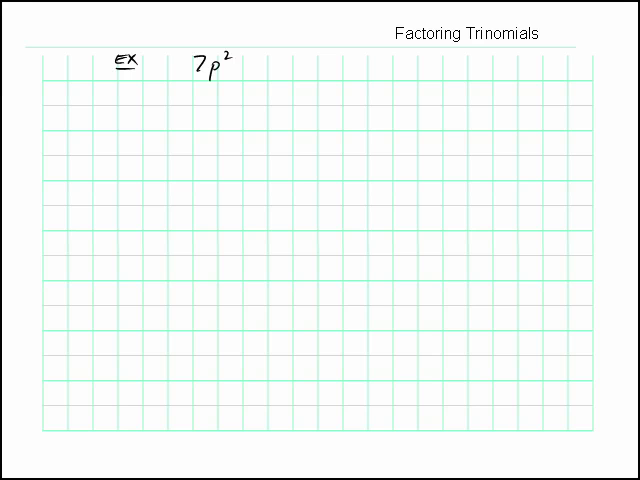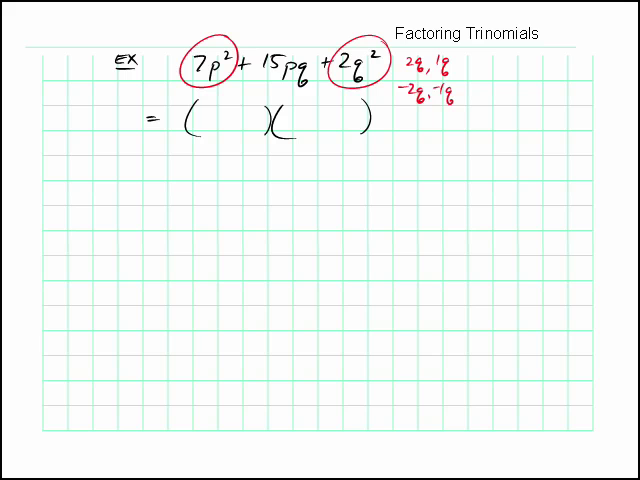7p squared plus 15pq plus 2q squared. Okay, this is one of those trinomials that have the two variables, and so the process really is the same. Let me show you. Start with the last term, 2q squared. How can we factor it? It could be 2q times 1q. It could be negative 2q and negative 1q. That's about it. The front term, 7p squared. 7p times 1p. That's about all that there is.